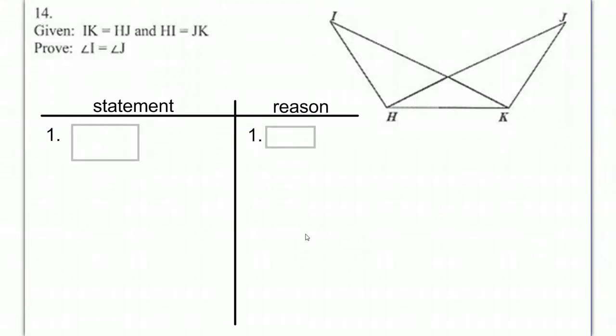Number 14 for homework 3.4 for geometry. And we're looking at overlapping triangles again. We're trying to prove that angles I and J are equal to each other. So we're trying to prove that these angles out here are equal.